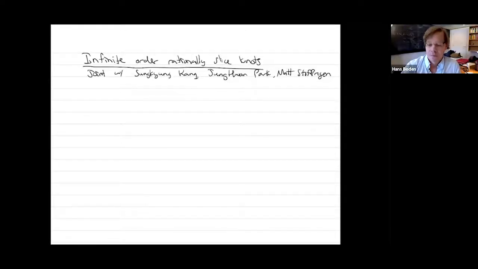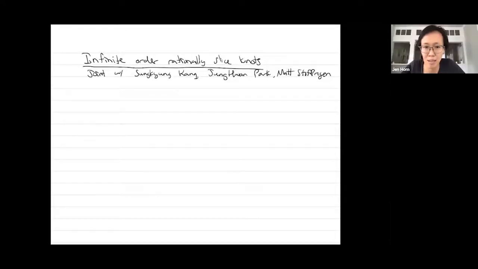So I'm going to talk about infinite order rationally sliced knots, and this is joint work with Seung-Young Kang, John Park, and Matt Stoffregen. My notes as I'm writing should be syncing with Dropbox, which I just sent in the chat. Sometimes it doesn't sync, so I'm sorry if it doesn't work, but the notes as I write may be available at that link.